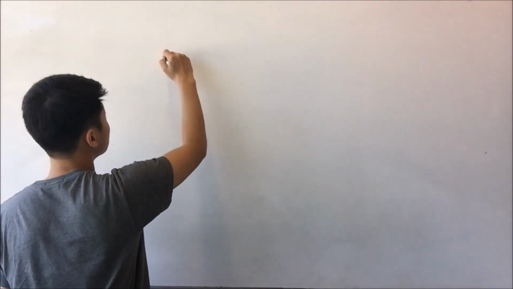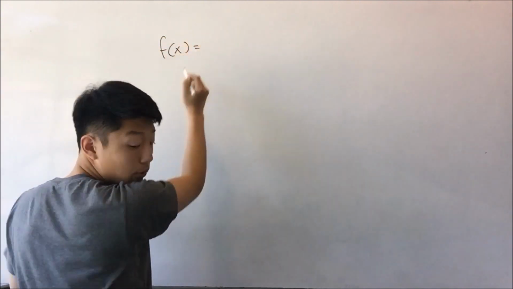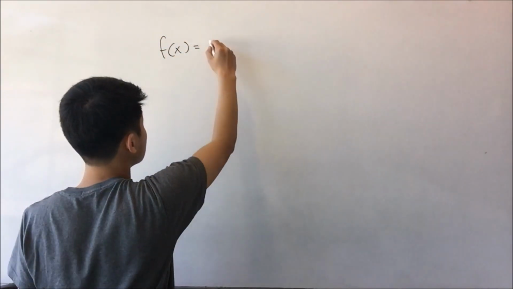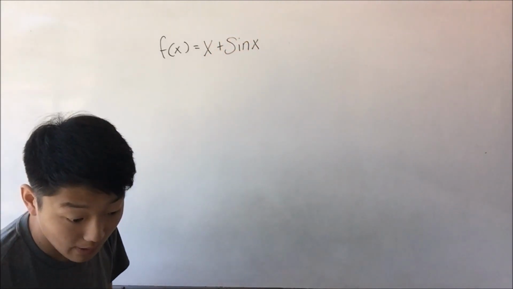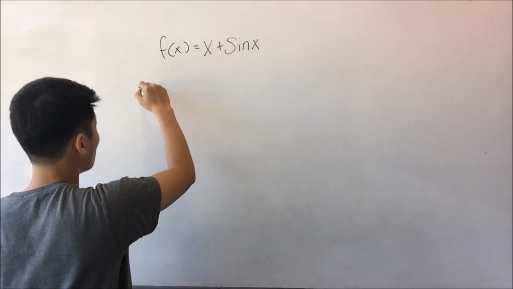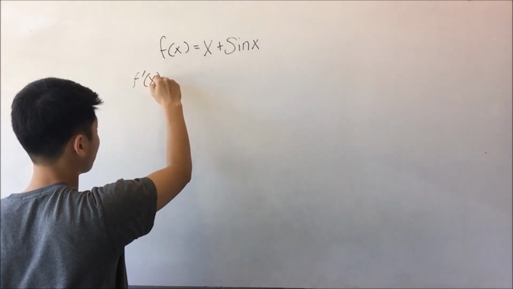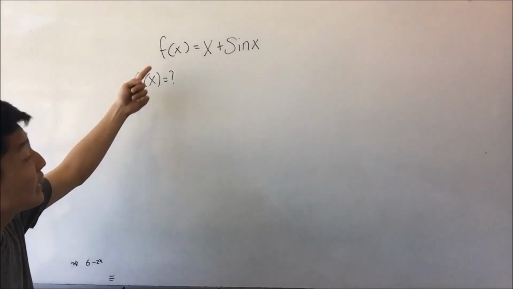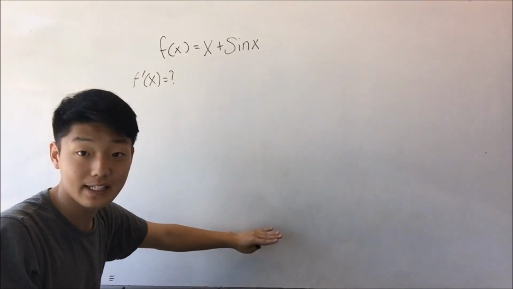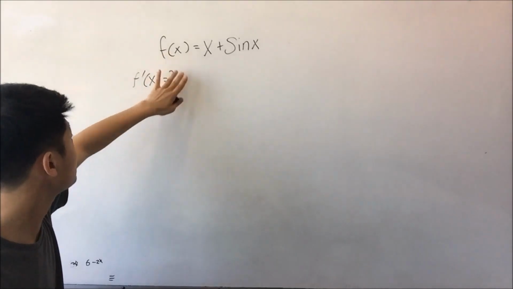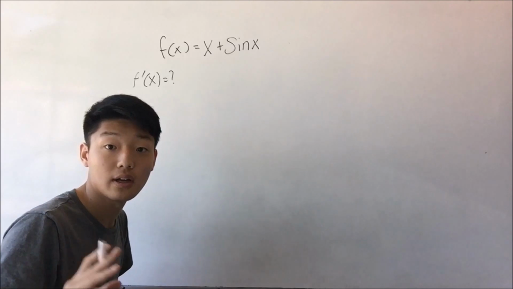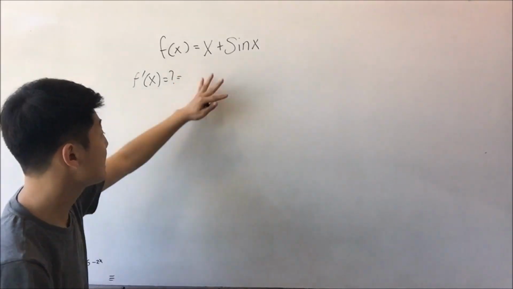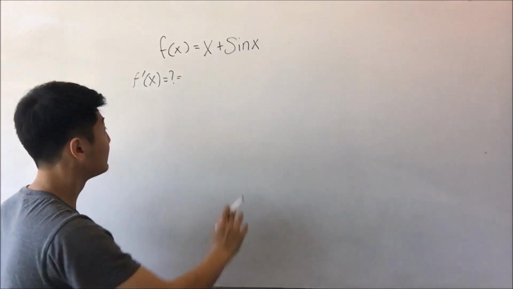Number 4 says, if f of x equal to x plus sine x, then what is f prime x? When you see prime, it is the same as y changing to dy dx. In other words, when f changes to f prime x, it means it is changing to the slope function. So then what is this? You just have to again differentiate.